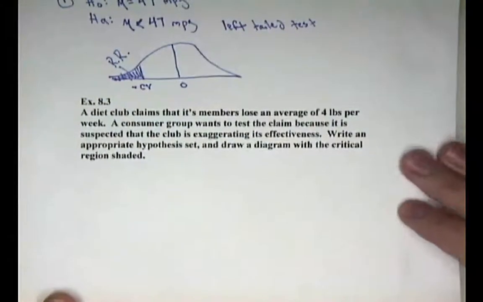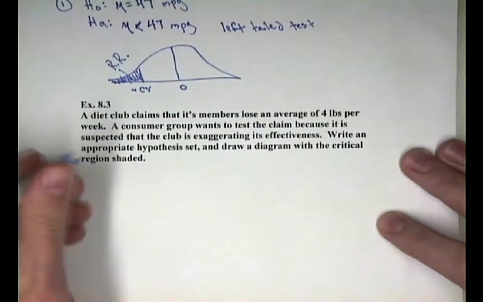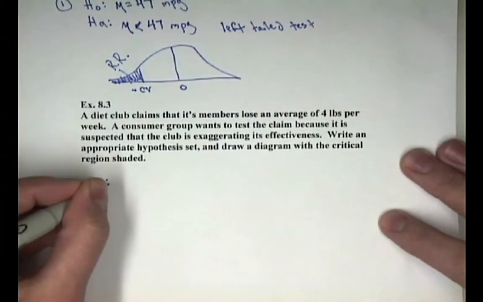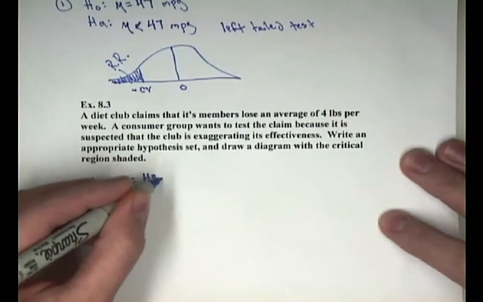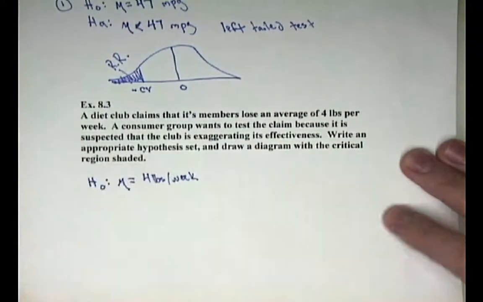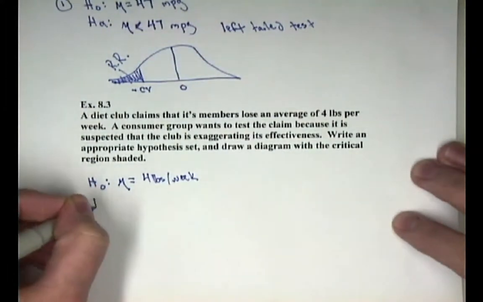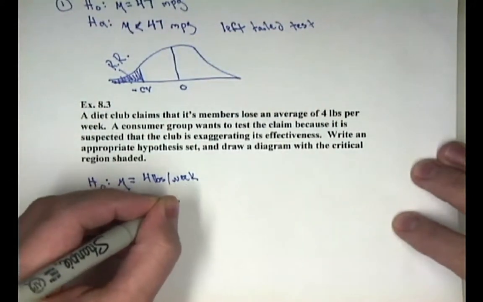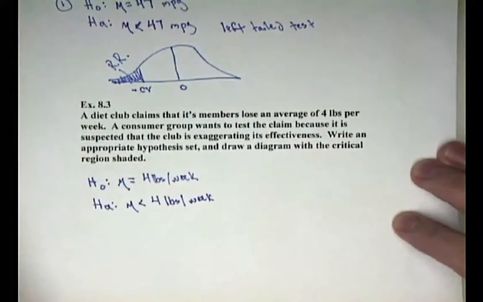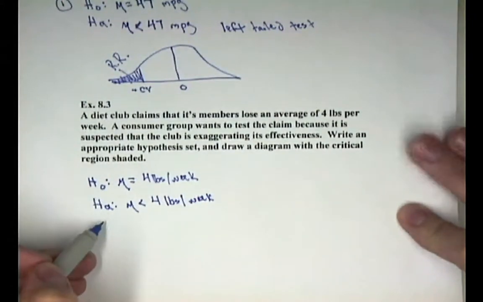Let's do example 8.3. A diet club claims that its members lose an average of 4 pounds per week. So I'm going to stop there. That is my null hypothesis. They are claiming 4 pounds a week. Right? A consumer group wants to test the claim because it's suspected that the club is exaggerating effectiveness. So they suspect that it's actually less than that, don't they? These are very similar. This one should go much smoother for you. So that is my null hypothesis and my alternative hypothesis.